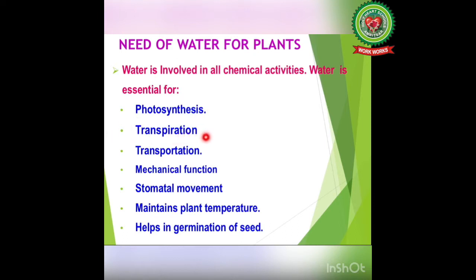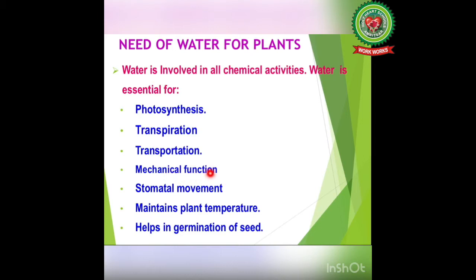Transpiration. A large amount of water is lost in the form of vapors from aerial parts of the plant in order to produce cooling effect and suction force. Transportation. Transportation of mineral salts and glucose to all other parts of the plant is brought by water. Mechanical function. Stiffness of plant tissues is because of turgidity, which is brought by water in plants.